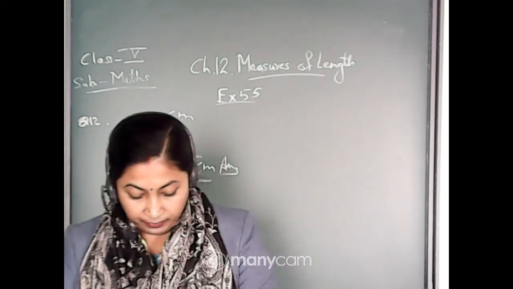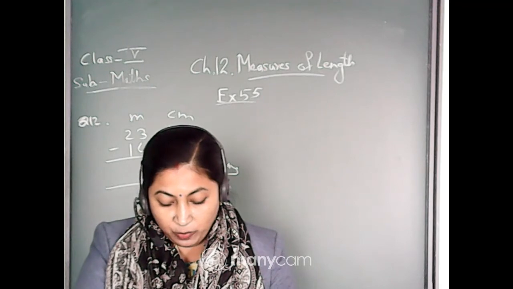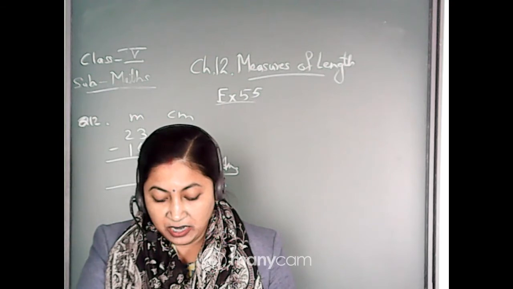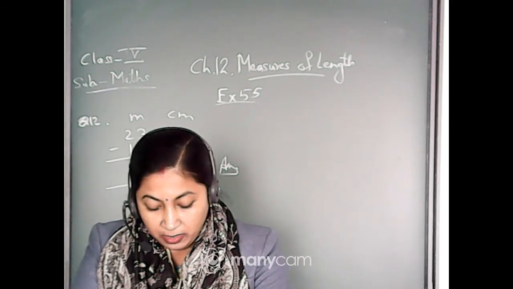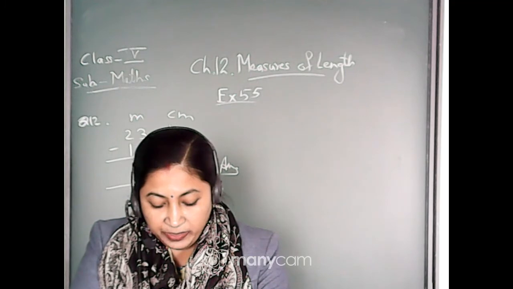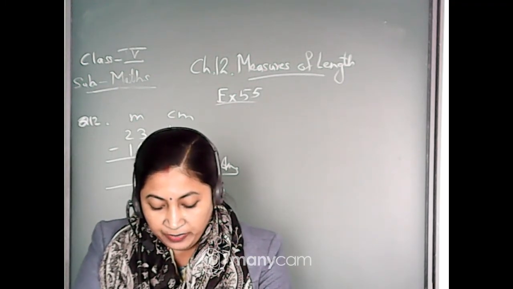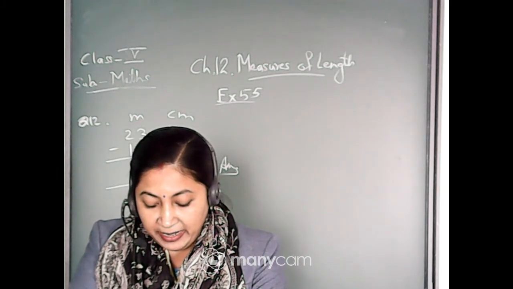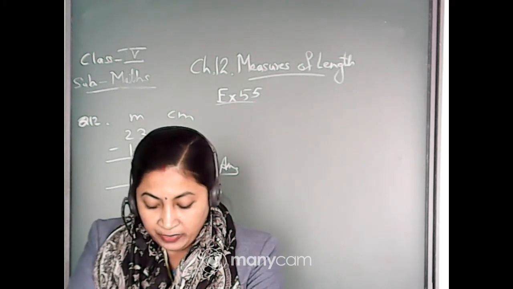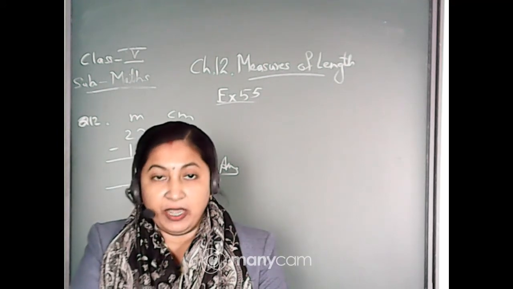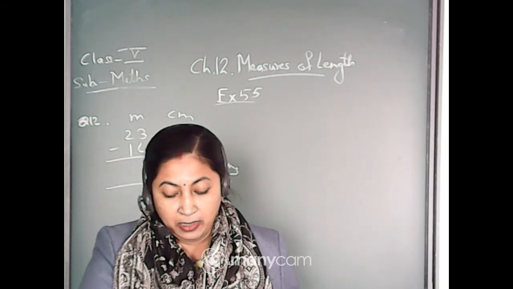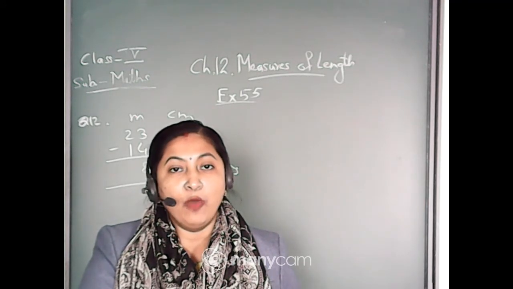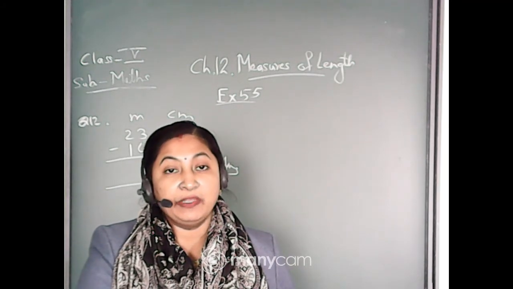Number 13. Vinay traveled 5 kilometers 75 meter by bicycle, 18 kilometer 356 meter by bus and 1 kilometer 872 meter on foot. What is the total distance traveled by Vinay? Now Vinay, a boy, has traveled first by cycle, second by bus, and third by foot. You have to find out how much distance he has traveled. That means you have to add.